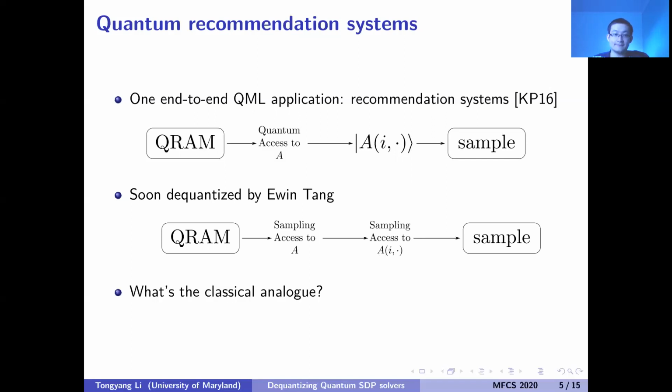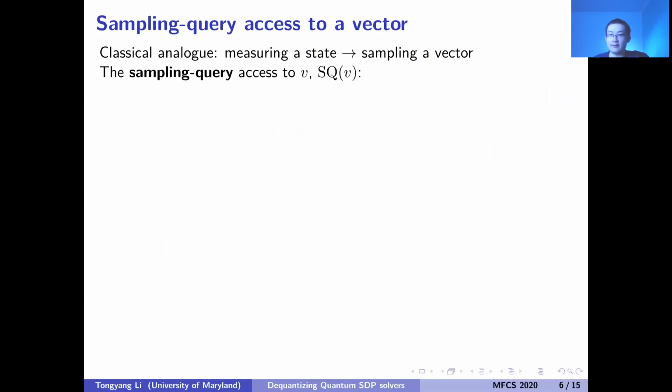complexity performance. To be more specific, let's zoom in a little on the model that Ewin Tang actually used, the classical analog of the model that we want to consider. If you have a quantum state and you want to measure it, this is really like some kind of sampling-based data structure. Here we are going to consider a classical sampling-based data structure called sampling query access. Specifically, if you have a vector v like this, SQ, the acronym for sampling query, is going to be something like this.